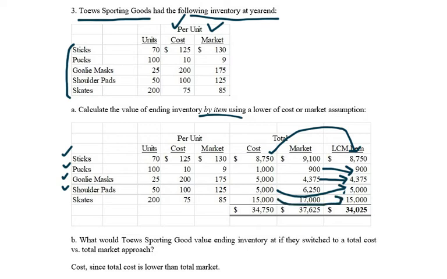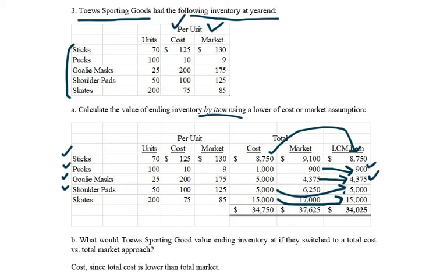So the only two that we're going to end up writing down here would be what? The pucks and the goalie masks. Everything else we would go with whatever the cost was there. Those are the only two we'd write down, and those are fairly modest write downs we're talking about. $100 and then $625. So total $725 of write down is what we're looking at here. So in other words, it's pretty small.